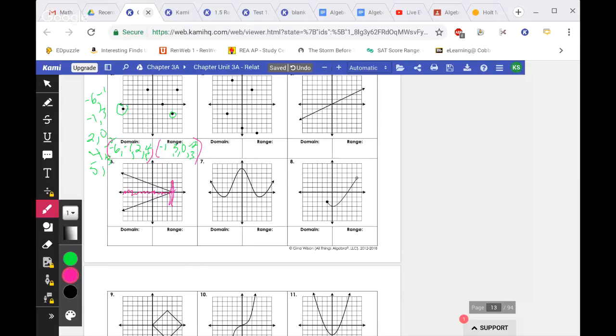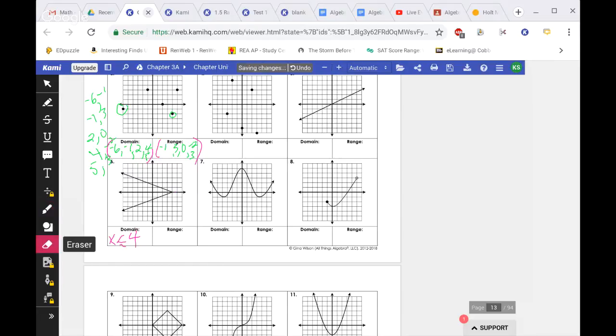Or is it 5? 1, 2, 3, 4. It looks like it's 4. It looks like everything to the left of that is going to be part of the domain. So to the left means they're negative numbers. So X is going to be less than or equal to 4, because nothing over here is possible to be an X, is it? No. Okay, I get that.